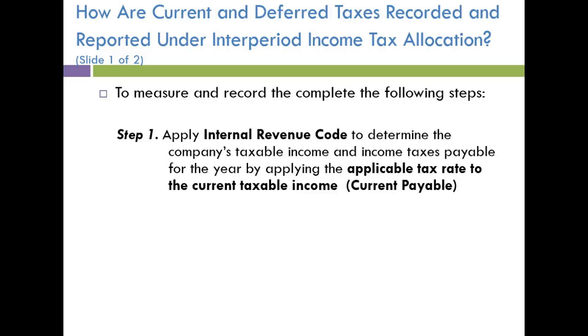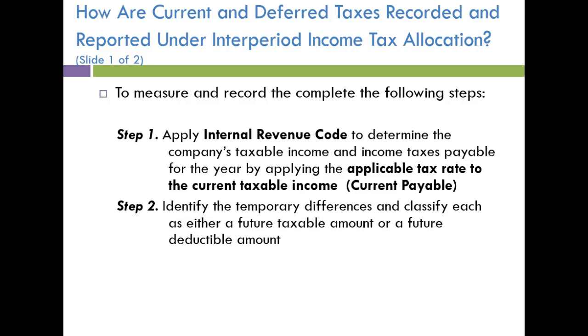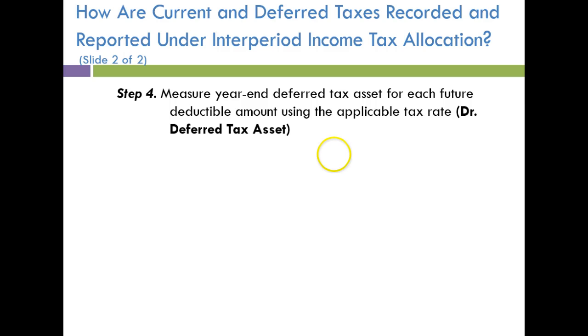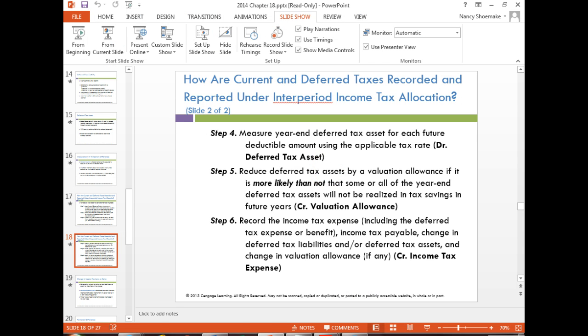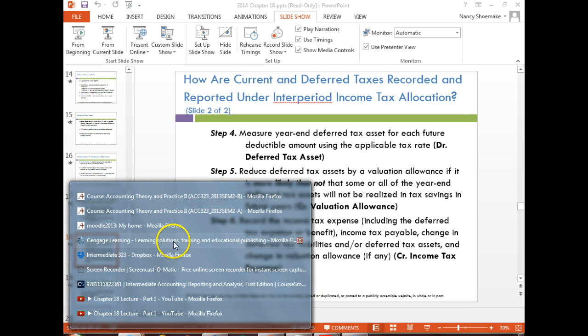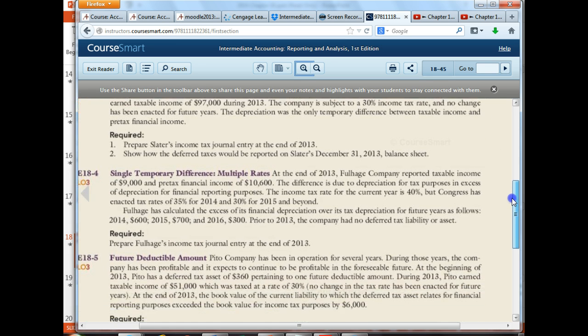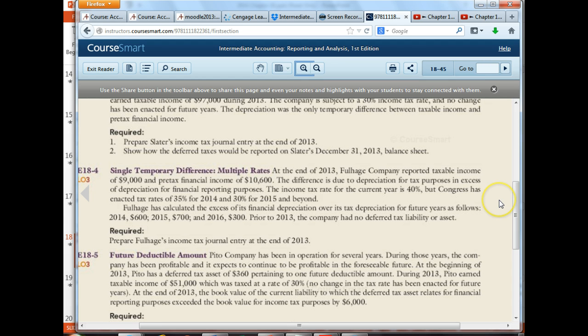It gets so, FASB can, darn that FASB. Okay, so, we're temporary differences, future deductible amount, measure the year in. Okay, so let's go back here. Let's just take a look at a couple more problems, okay? So if we go to our 18.4, single temporary differences with multiple rates, okay?